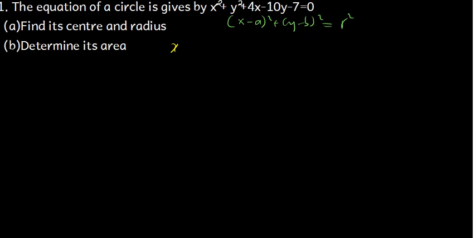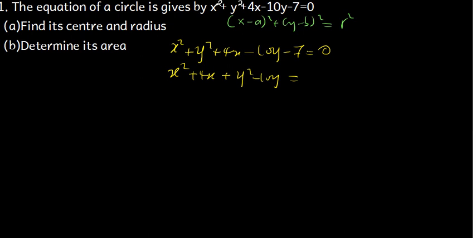So what we have is x² + y² + 4x − 10y − 7 = 0. So at this point, we'll take those which have got x on the same side. So that will give us x² + 4x. And then those with y to the same side, we have got first y² − 10y. I can take 7 the other side to be positive 7. Now I'm going to complete the squares for this one alone. I'll complete the squares for this one alone.